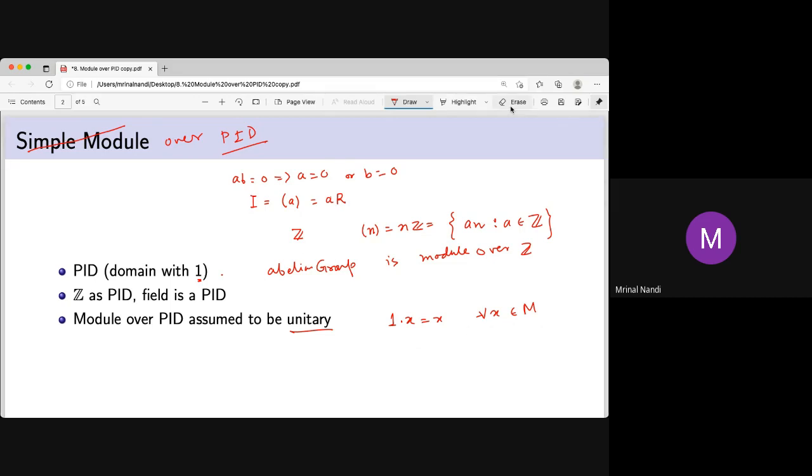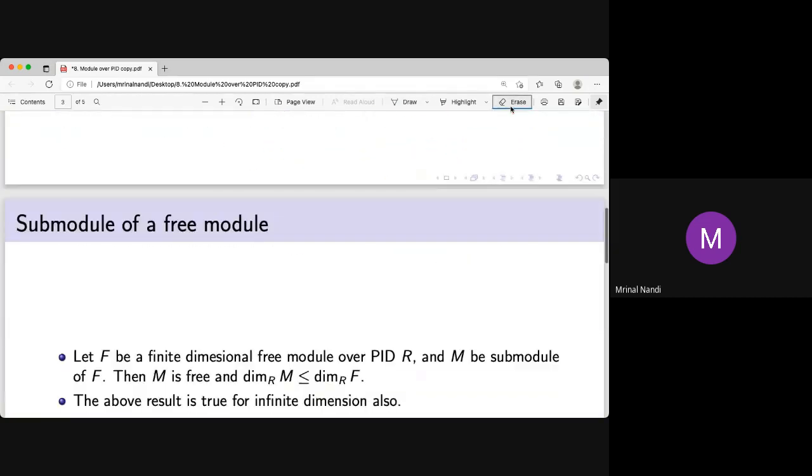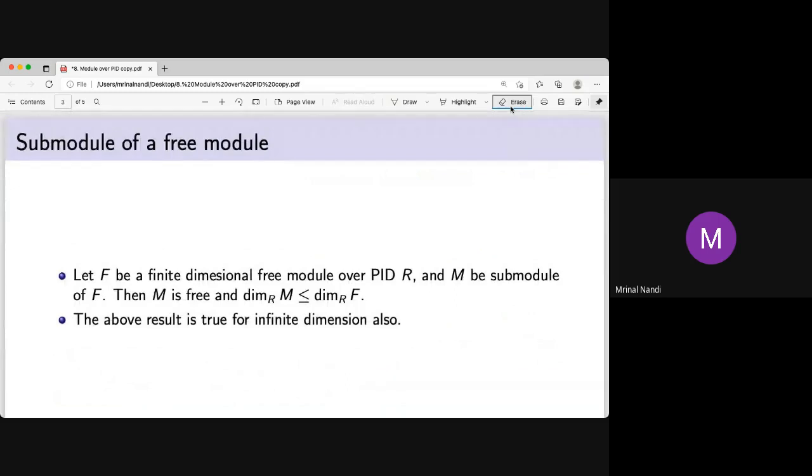Now, the submodule of a free module. There is an important theorem: let F be a finite dimensional free module over a PID, and M a submodule of F, then M is free. So any submodule of a free module is free, and the dimension is less than or equal to the dimension of F. We know what free is.